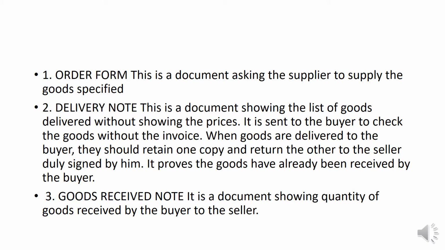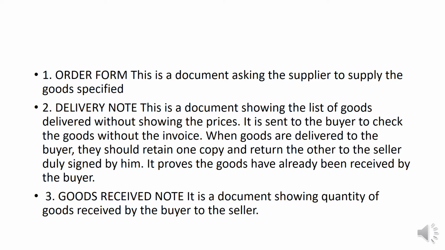So first we are going to explain each of the terms that we have just stated. From the first one, that is order form. This is a document that is used to ask a supplier to supply certain or specific goods.